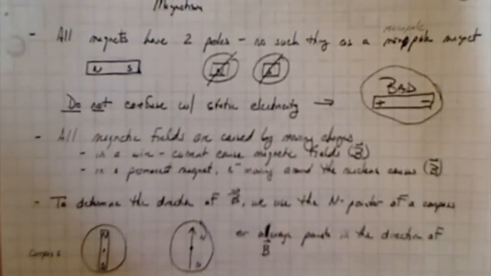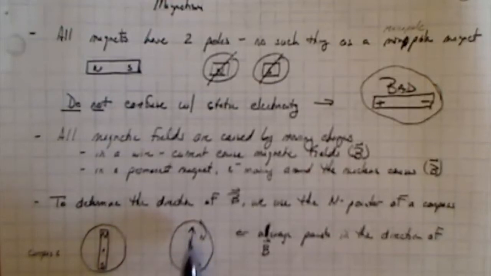Now, to determine the direction of a magnetic field, we use a very simple device. We use a compass. A compass is simply a north-south bar magnet mounted on a small needle bearing that allows it to move around. I drew it like this, but most of the time you're going to see me just draw an arrow. The arrowhead is going to be pointing in the north direction. And the definition for the direction of a magnetic field is the direction the north pointer will aim in that magnetic field.